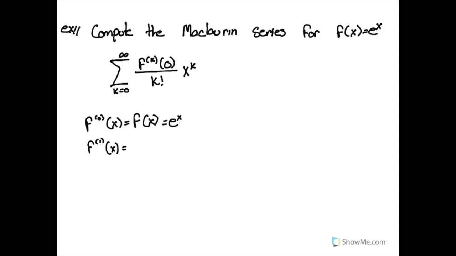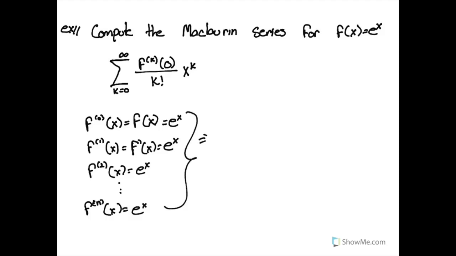Now the first derivative f prime of x is equal to e to the x, and the second derivative is equal to e to the x. The point is all the derivatives are equal to e to the x. So this implies that the kth derivative evaluated at 0 is equal to 1 for all k. And again, this is a fairly simple example because e to the x is its own derivative. Most examples will be more complicated than this.